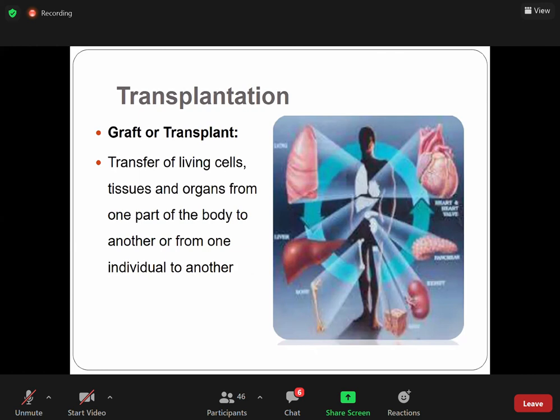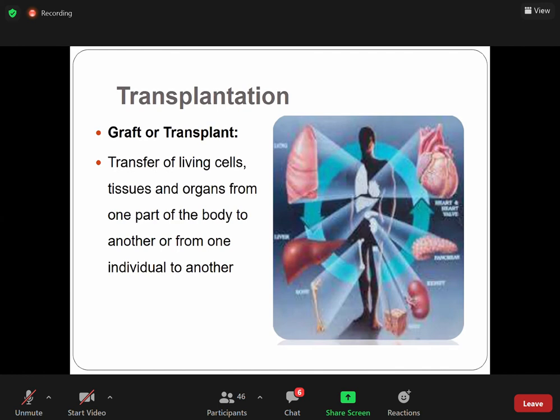Adaptive immunity is concerned when we transplant tissue. Adaptive immunity has a role in transplant rejection. Okay, and what is transplantation? It is the transfer of cells, tissue, and organs from one body to another, from one individual to another. Transplant is the only therapy for most end-stage organ failure, affecting the kidney, liver, and bone marrow.